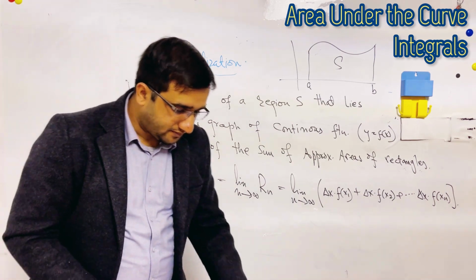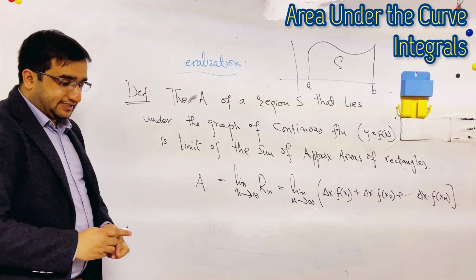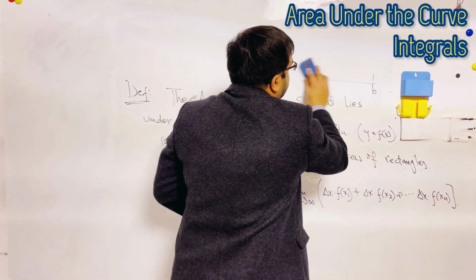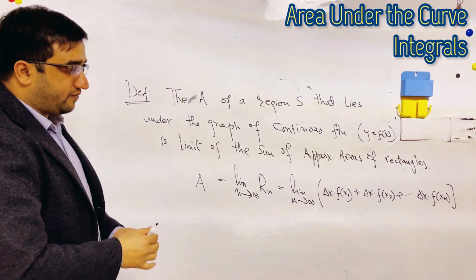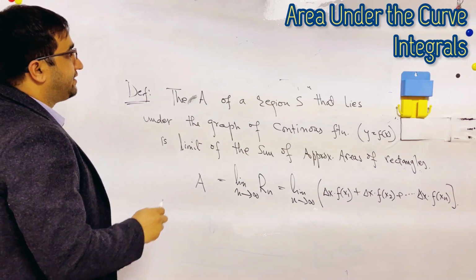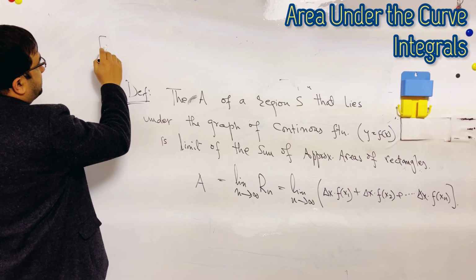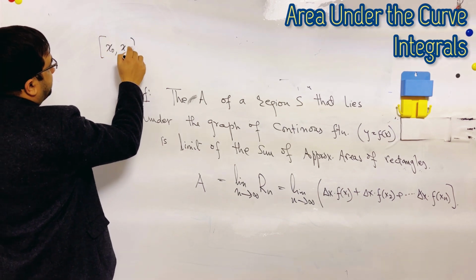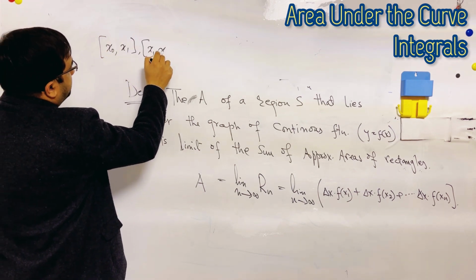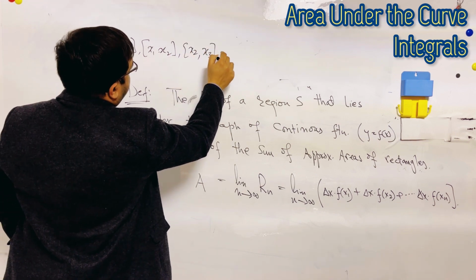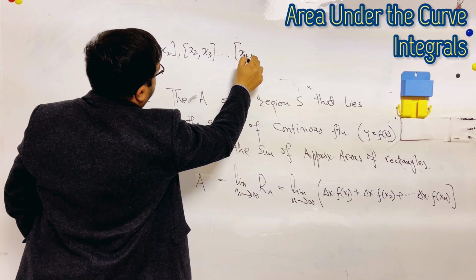Similarly, if I am using the left end points, then what will be the change? The answer is that they will always be approximately near each other, but the change will be that the intervals were like x0 to x1, x1 to x2, x2 to x3, and so on up to xn minus 1 to xn.